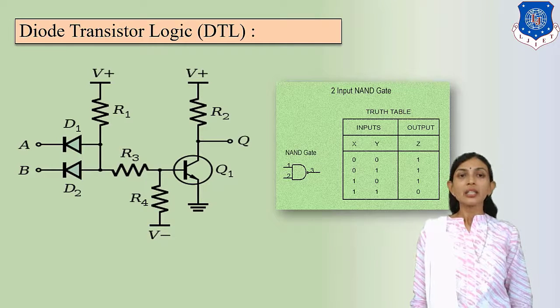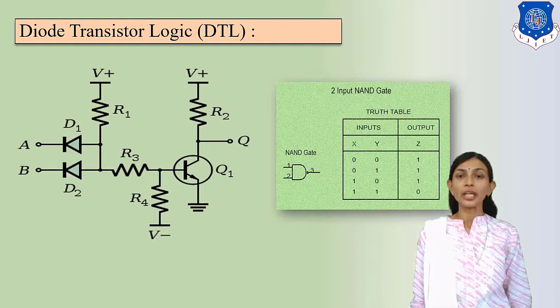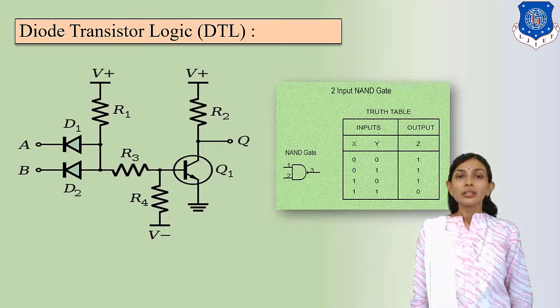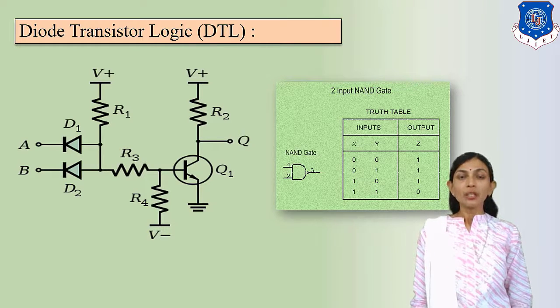So thus students, the output sequence of DTL shows that this is the realization of a two input NAND gate. For 0 0, 0 1, 1 0, any of these combinations, we will have the output equal to 1. But for the last combination 1 1, we will have the output equal to 0. Thus, DTL is the realization of NAND gate and RTL is the realization of NOR gate.